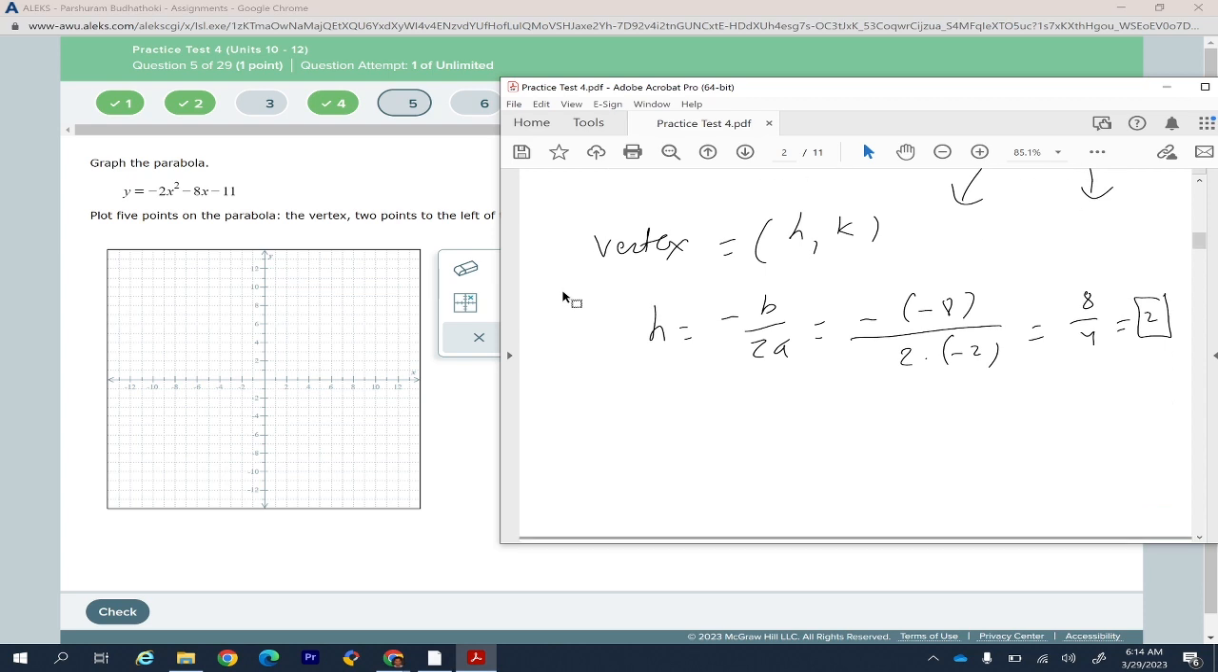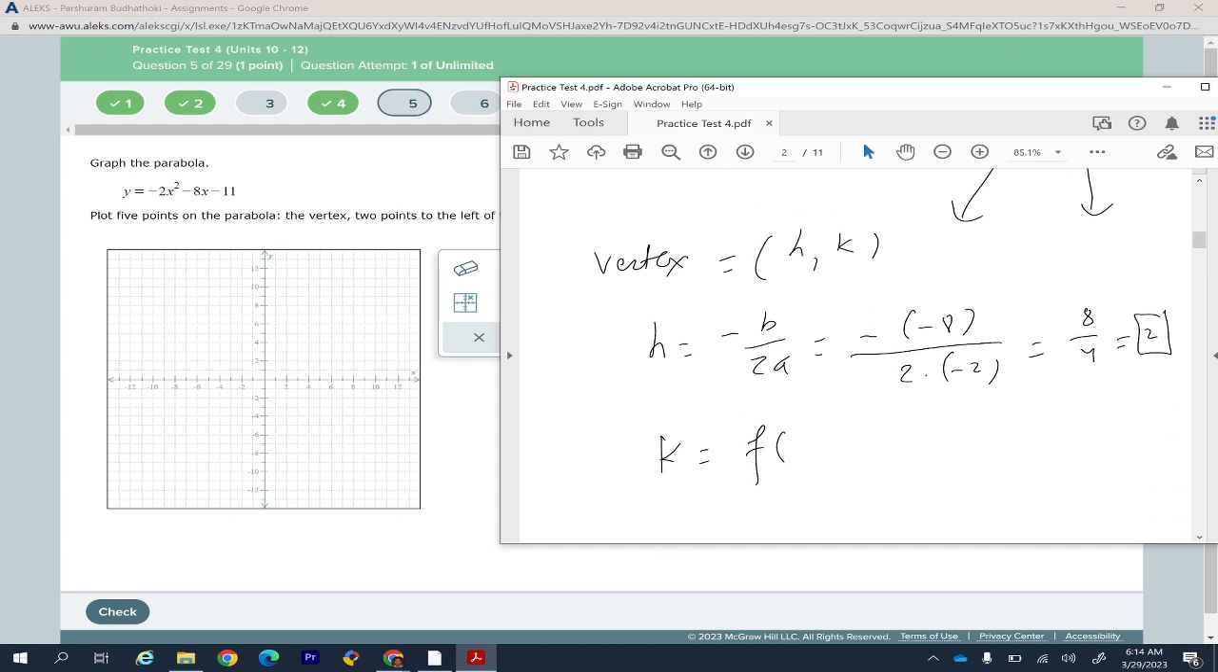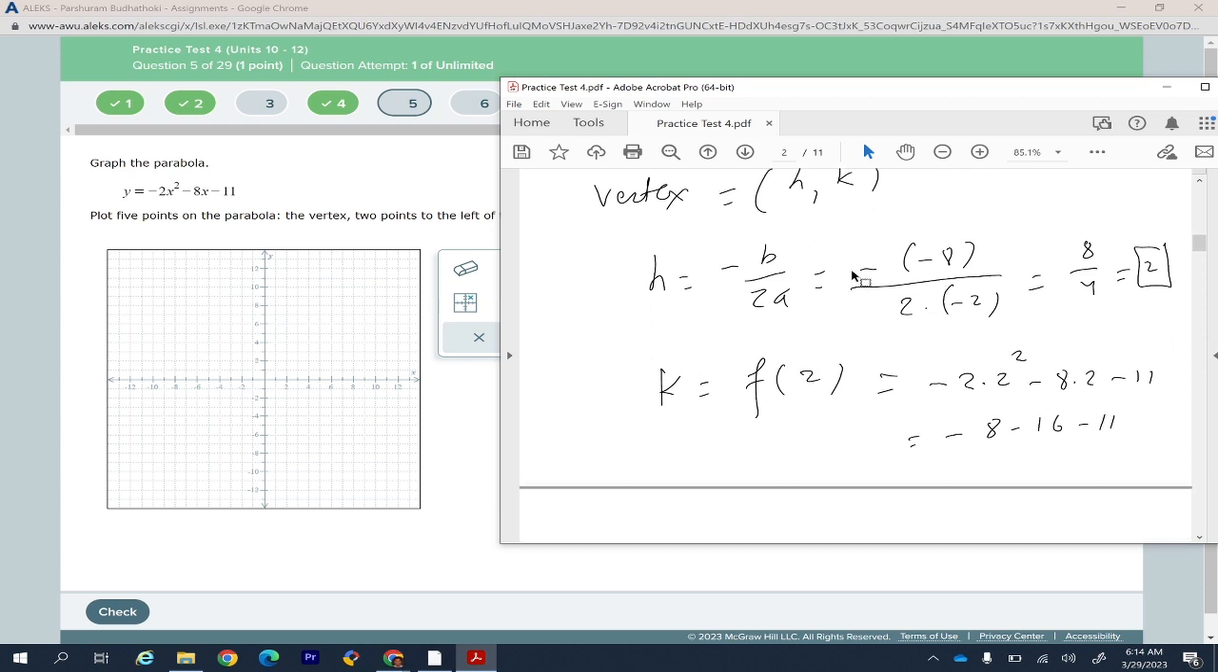For finding the y coordinate, which is k, it's actually the value of the function at h. In this case, it's 2. So go here and replace x by 2. Negative 2 times 2 squared, negative 8 times 2, negative 11, and if you simplify this, it's 8 minus 16 minus 11, and eventually it's... okay, I made a little mistake here. When I do this calculation, negative times negative is positive, and because of this negative, eventually it will be negative, so it will be negative 2.